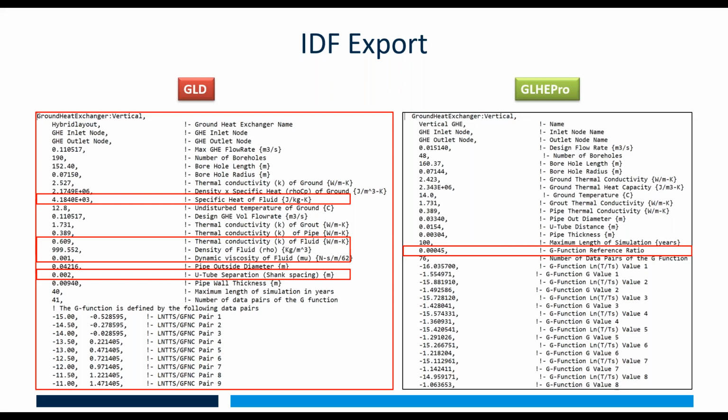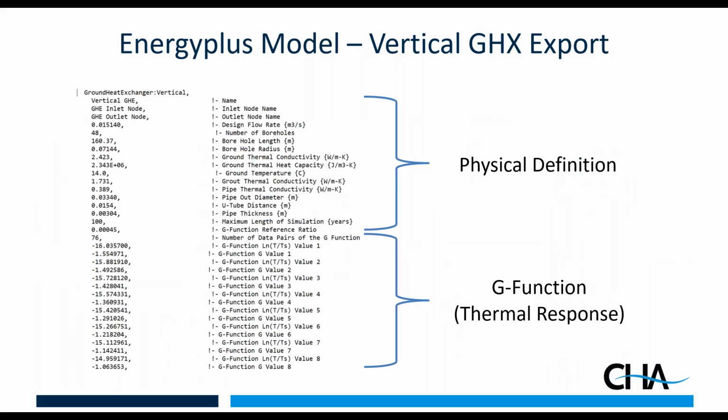Same thing, the GLIPro export has an extra reference ratio that's not included in the GLD. But all the basics are there. There are 2 main parts of what it's exporting. There's the physical definition, which is that top half, and then the G-function pairs, which are those numbers defining the thermal response. And that's really where the value of getting this export is. It would be fairly easy to manually import all the physical definitions, but that mathematical function, you would not be able to do that without a direct export like that.